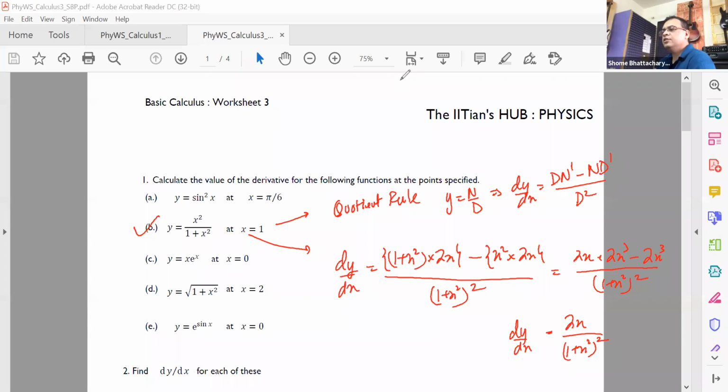Now we want to find the value of dy by dx at x equal to 1. So substitute x equal to 1. What will we get here? We'll get 2 divided by 2 to the power 2, so that's 4. So we should get half.